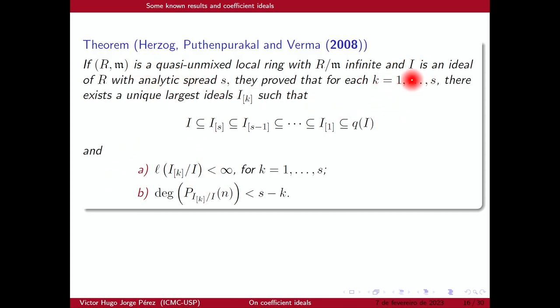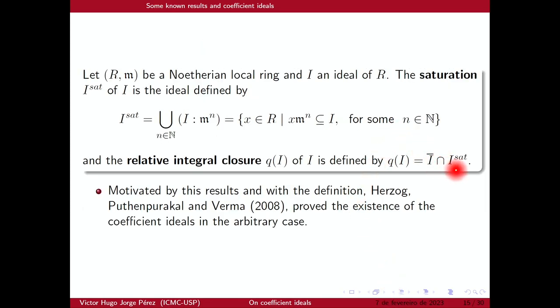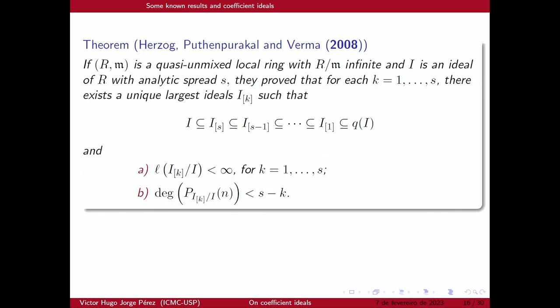The same hypothesis, but in this case, the ideal is arbitrary, with analytic spread. They prove that for each k, there exists a unique ideal, with different notation from the primary case. We have this chain. This saturation is the same as the integral closure when I is m-primary. Then the proof is just that the length is finite and the degree satisfies this strict inequality. This result is a generalization for arbitrary ideals.